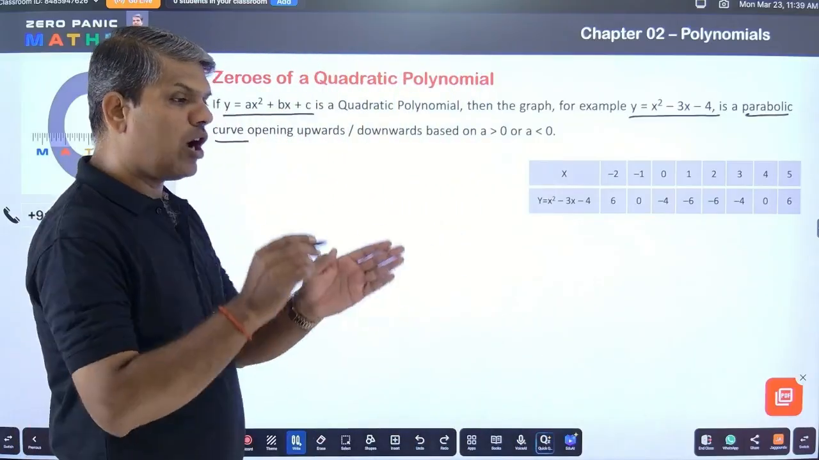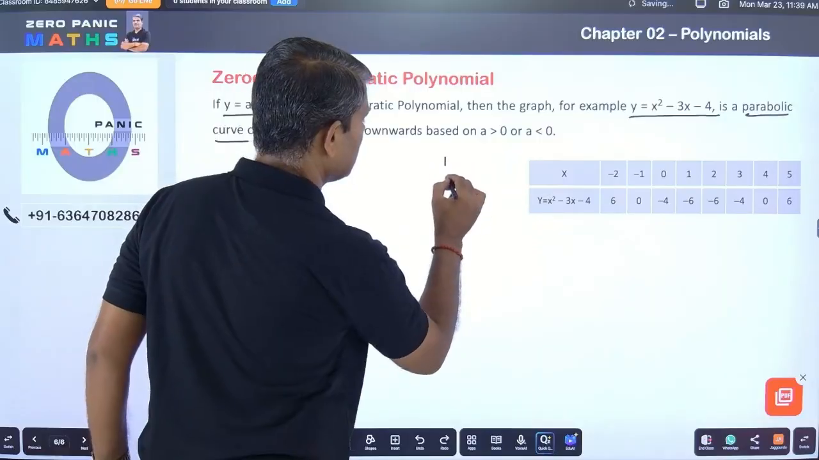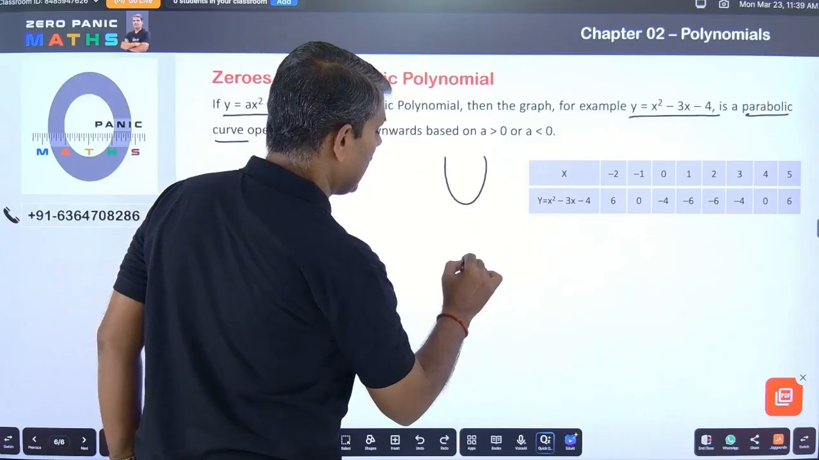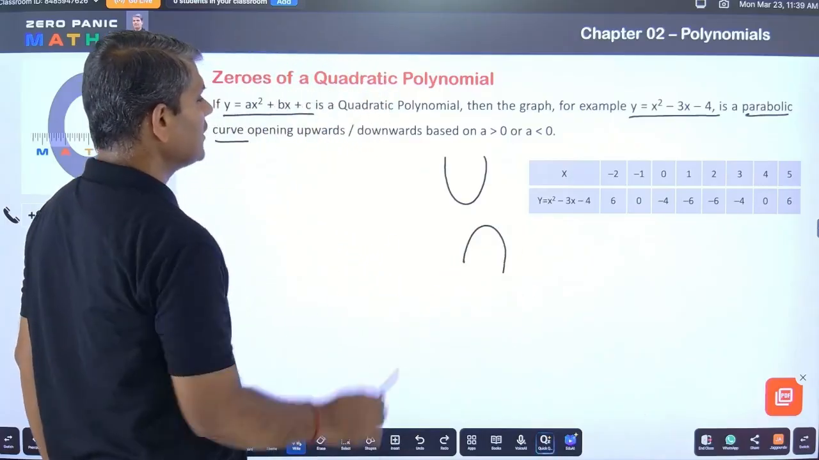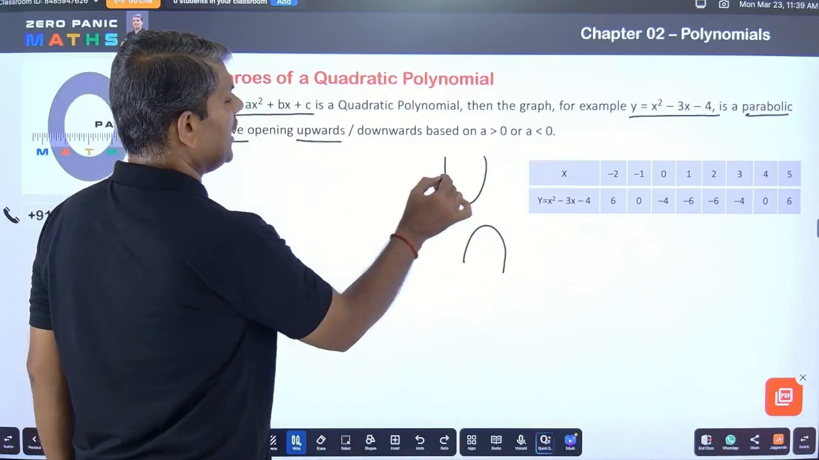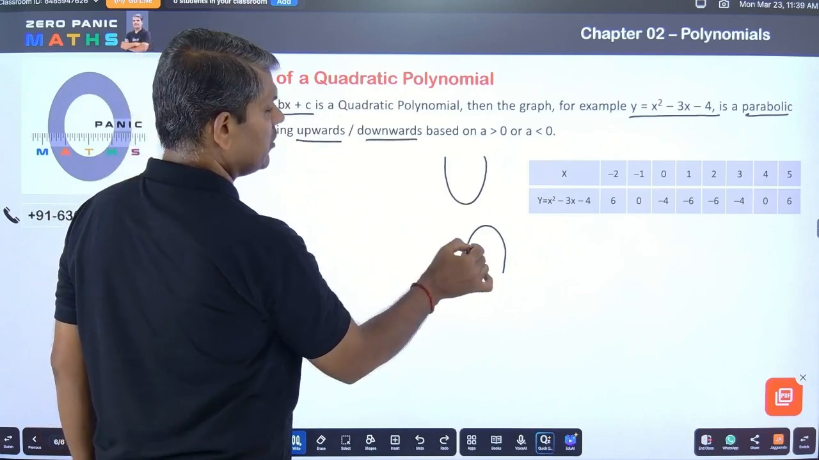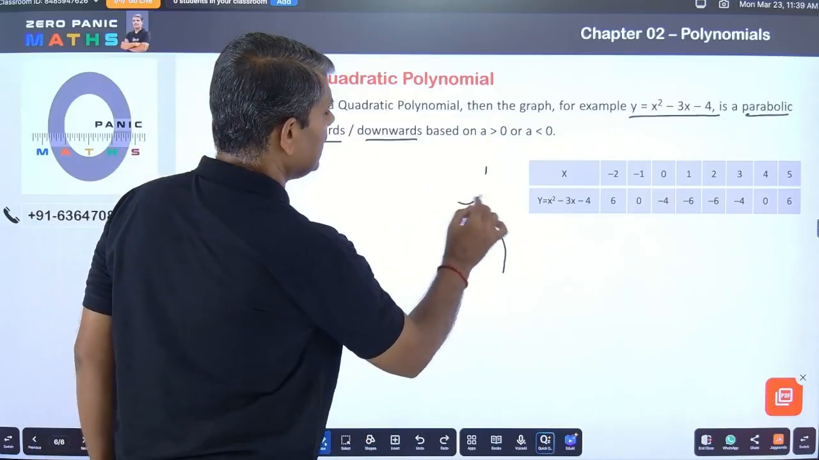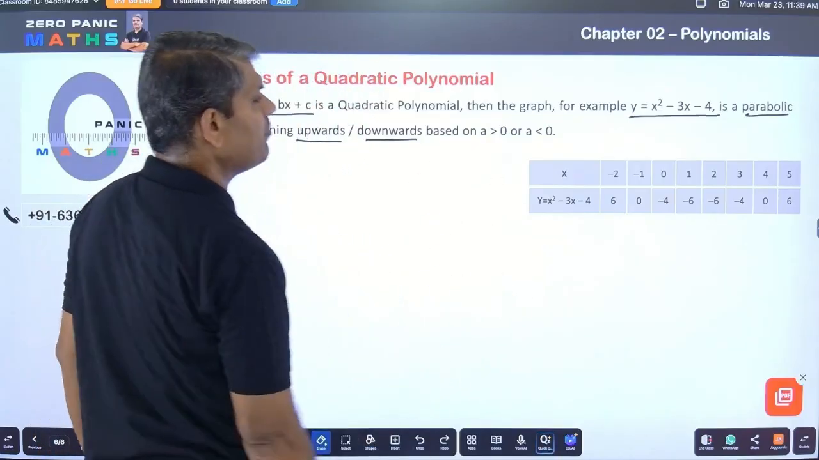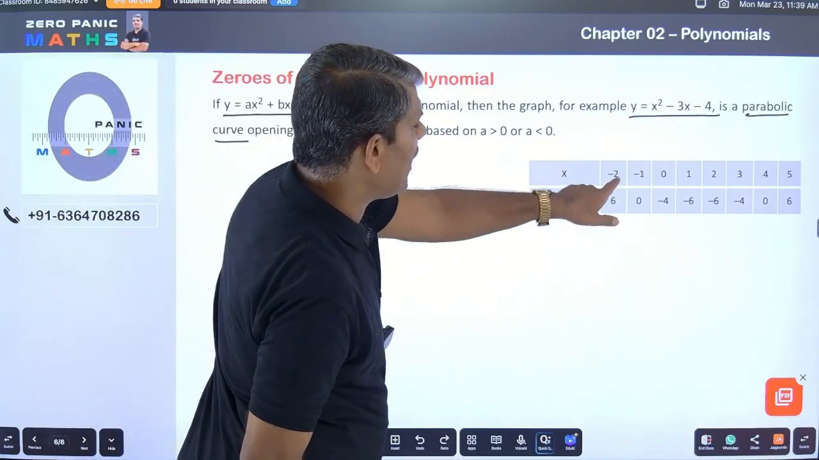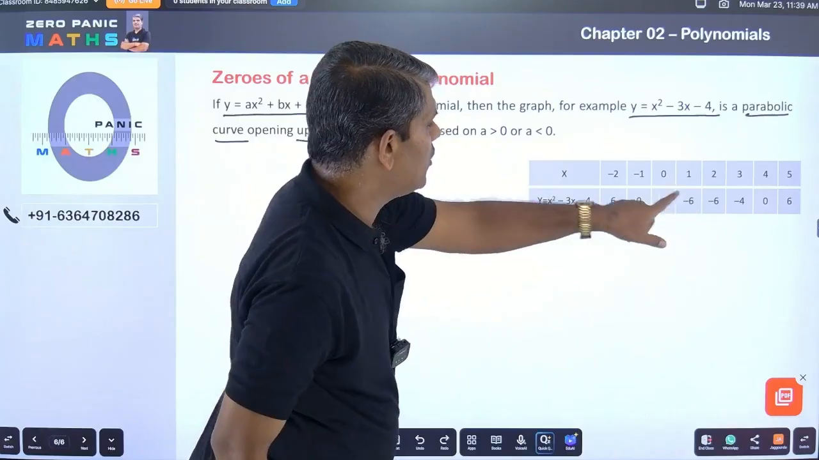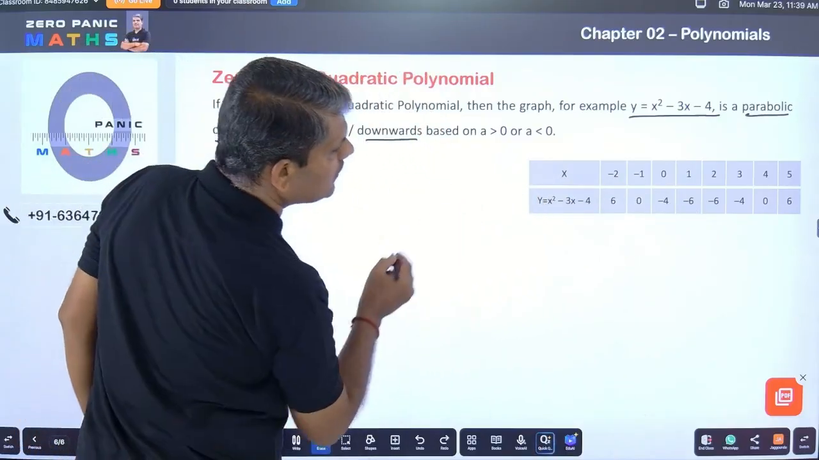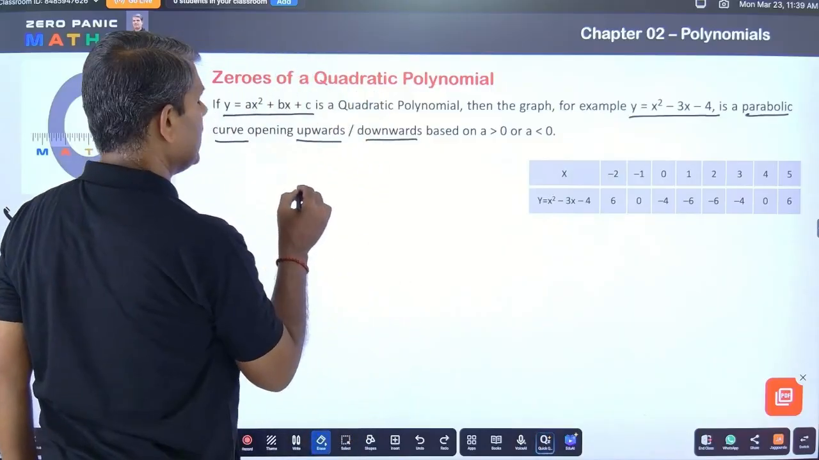And that parabola is actually like this. It is going to give us graphs like this. Either the parabola will be in the upward direction or in the downward direction like this. Okay, now let us take some values of x and find out the y values, say for example -2, -1.